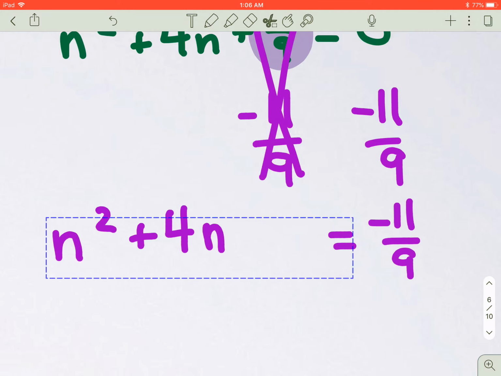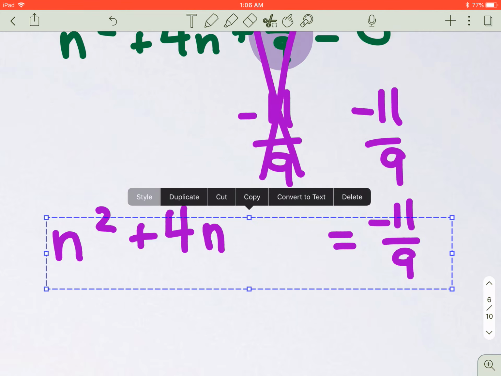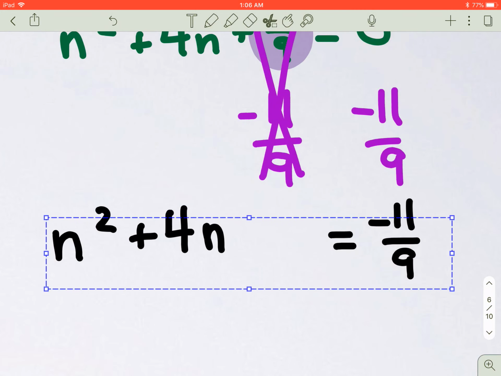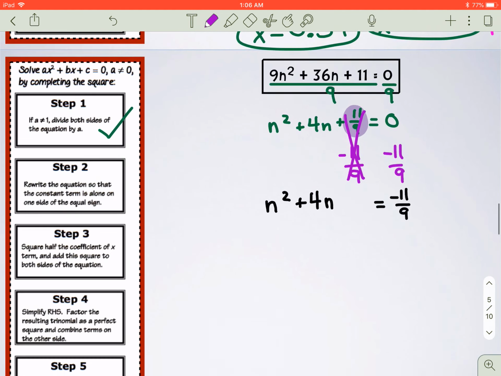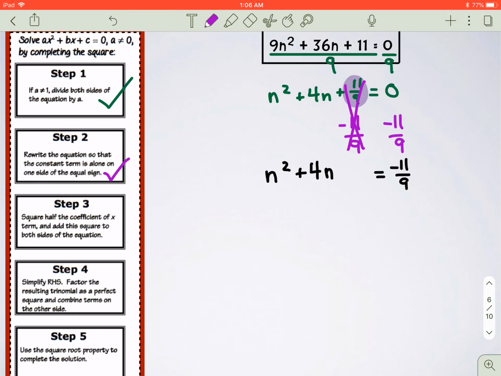I'm going to change the color of that real quick so you guys can see it better. There you go. So now I've completed step 2.